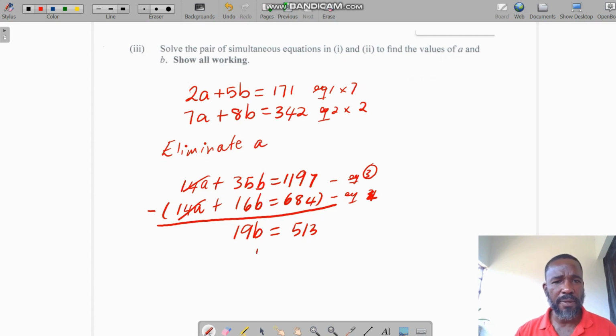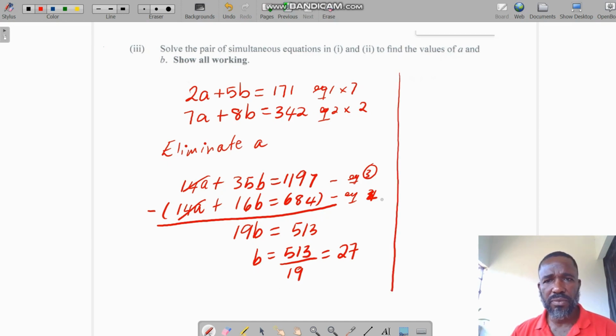So therefore b is equal to 513 divided by 19. 513 divided by 19 is equal to 27. So that means the value of b is equal to 27. So now what are we going to do? We are going to substitute b equals 27, and you can choose either one of the equations. I'm going to choose equation 1.